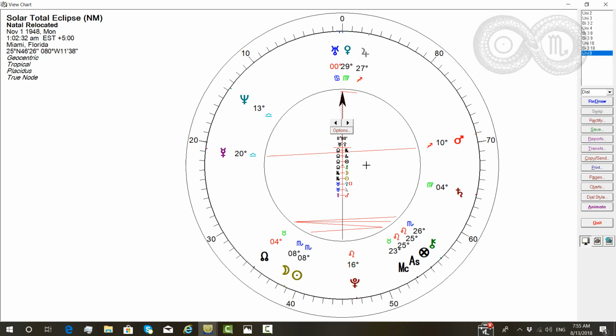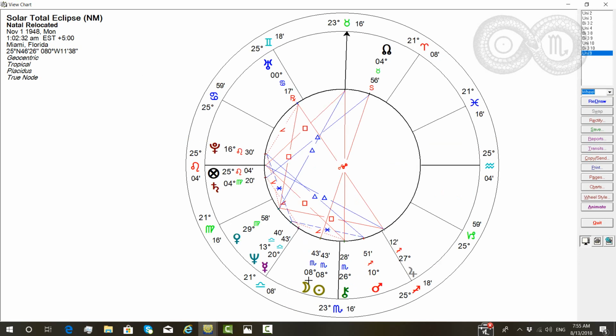And of course, let's just put it on the wheel for everyone to see. Look at where the actual eclipse happened, at 8 degrees, almost 9 degrees of Scorpio, the exact degree of his part of fortune. And that's going to happen anyway because it's always going to be conjunct the ascendant. But there's other things. When I put it on the dial, let's have a look at what it looks like.